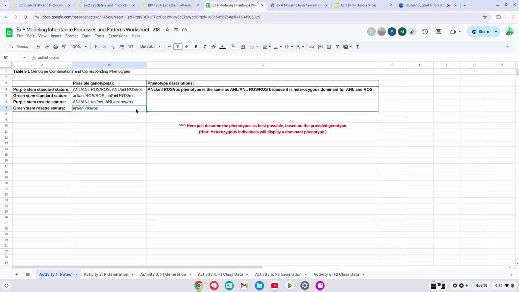Someone want to try the green stem and rosette stature? This one should be pretty easy. I'm not typing the answers in. I'm just talking through this with you guys so you all have an equal playing field to start with in understanding this.